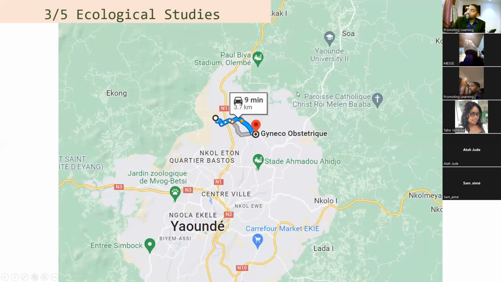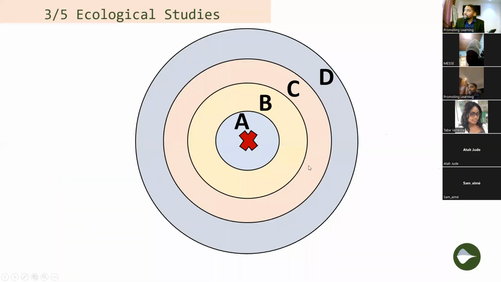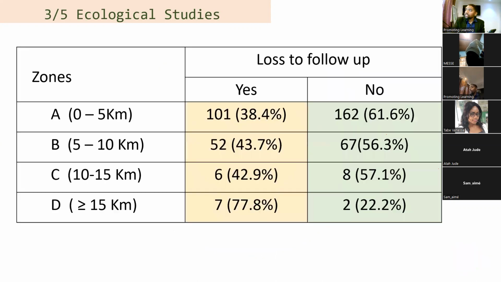And this is what she did. She used Google Map and drew circles. This is Hôpital Gynéco here, this red cross. She drew circles of about 5 kilometers away, and redistributed Yaoundé into zones away from Hôpital Gynéco. So you have zone A, zone B, zone C, zone D. And she realized, and you can see that the percentages are seemingly increasing as we leave from here down here.